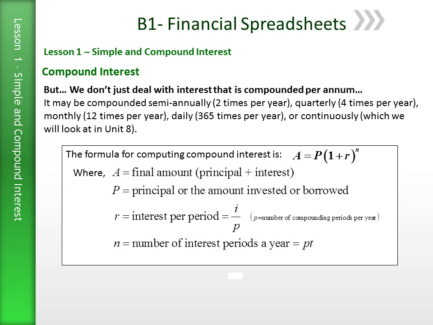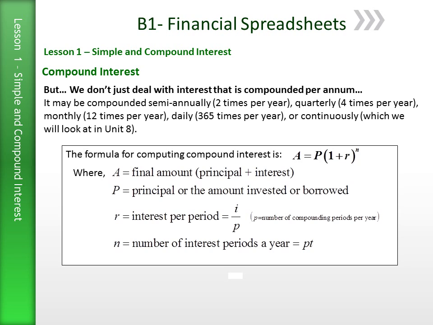But we don't just deal with interest that is compounded per annum. It may be compounded semi-annually, or 2 times a year, quarterly, which is 4 times a year, monthly, 12 times a year, or daily, which is 365 times a year. There's also the option of continuously, but we're not going to look at that until Unit 8.